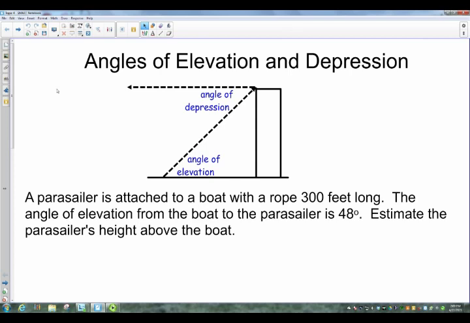We're going to look today at angles of elevation and depression. Now, angles of elevation and depression are two things that are very similar. It's just making sure you understand the difference between the two. So here's what I want you to consider.